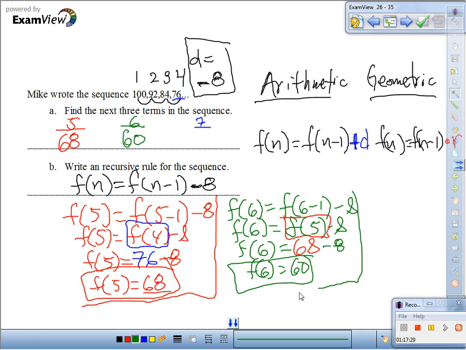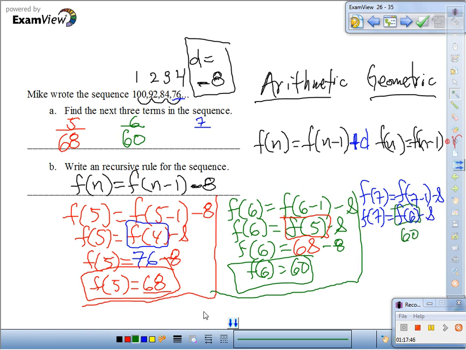Very good. And last but not least, f of 7 equals f of 7 minus 1 minus 8. F of 7 equals f of 6 minus 8. What is f of 6? 60. So therefore, f of 7 equals 60 minus 8. F of 7 equals 52. And that goes right there. And we got that. Let's go.